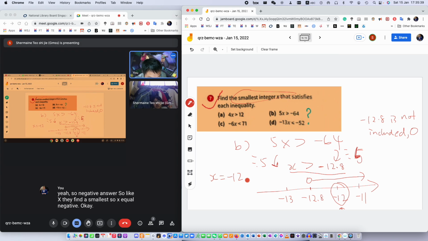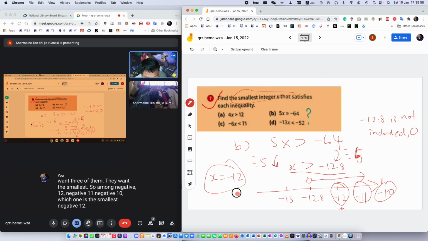Okay? By the way, negative 12, negative 11, negative 10, they are all okay. Are you clear? Yeah. But they don't want three of them. They want the smallest. So among negative 12, negative 11, negative 10, which one is the smallest? Negative 12. So that's why negative 12 is the answer. Are you clear? Yeah. Okay, good.